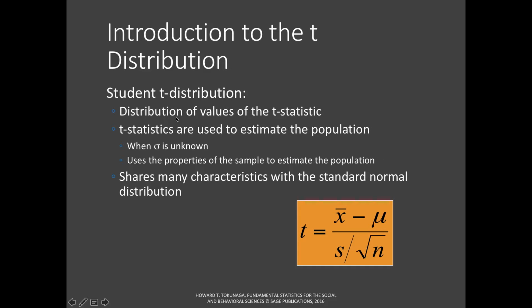A student t-distribution means that there are less than 30 people in our sample. The distribution of the values is the same as a normal distribution, and this is used to estimate the population when you don't know the standard deviation. Okay, so there's the formula for a t-score. It's the sample mean minus the population mean, divided by the standard deviation of the sample divided by the total number in your sample.